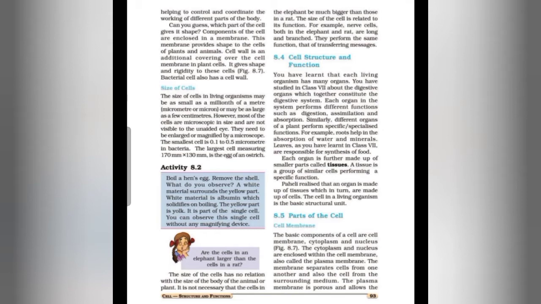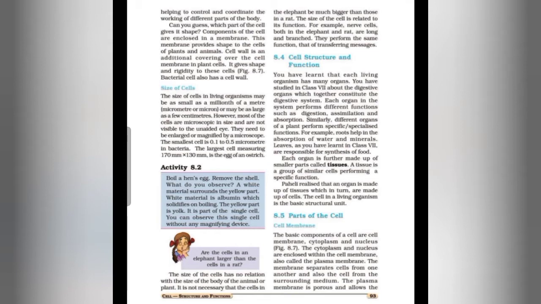You have learned that each living organism has many organs. You have studied in class 7 about the digestive organs, which together constitute the digestive system. Each organ in the system performs different functions such as digestion, assimilation, and absorption. Similarly, different organs of a plant perform specific specialized functions. For example, roots help in the absorption of water and minerals.